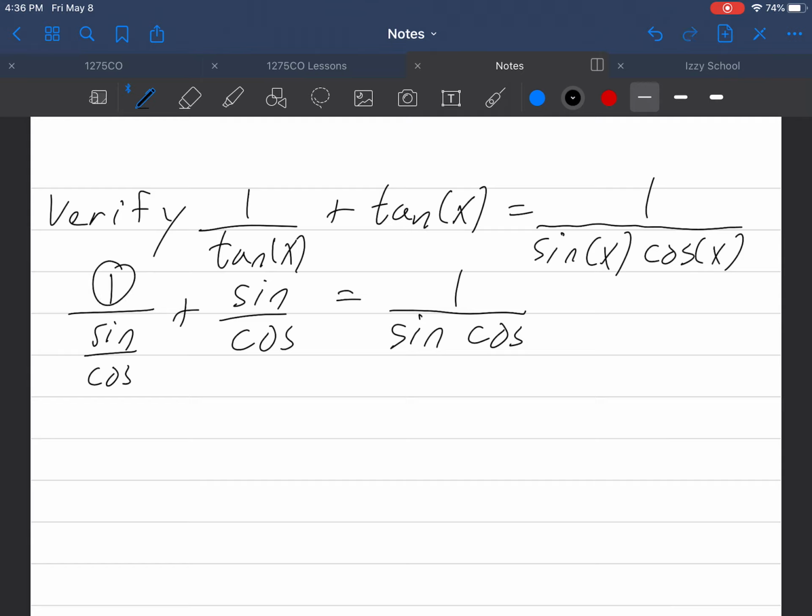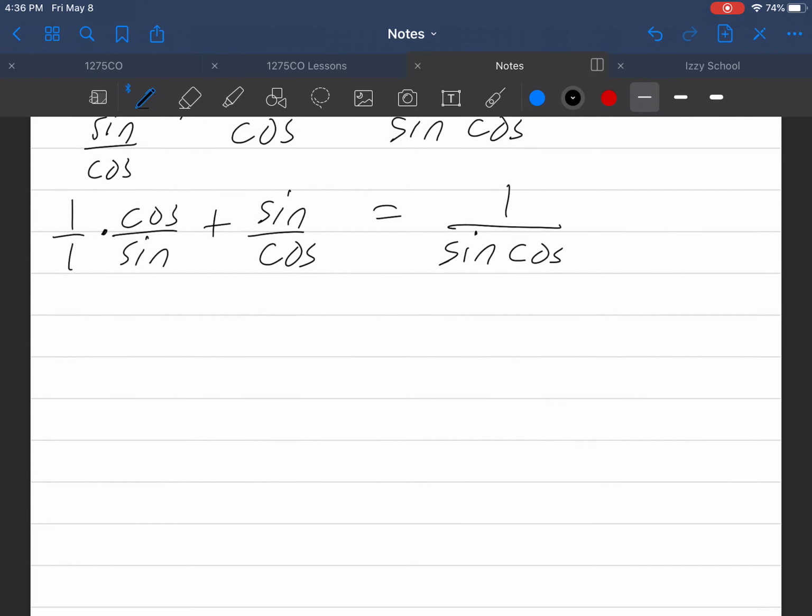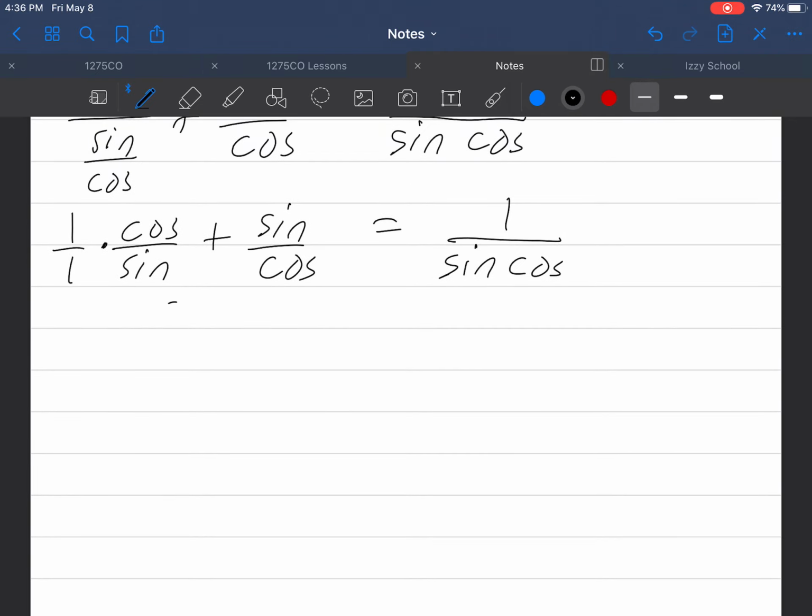Right, the numerator is equal to 1, the denominator is equal to sine over cosine. So that's 1 over 1 times cosine over sine when we apply our division rule and then keep change flip. Right, we are flipping the bottom fraction. Plus sine over cosine equals 1 over sine times cosine. Now this is equal to cosine over sine plus sine over cosine, and that's going to equal 1 over sine times cosine. Right, all we did here was multiply this cosine over sine times 1. Didn't really do much there.